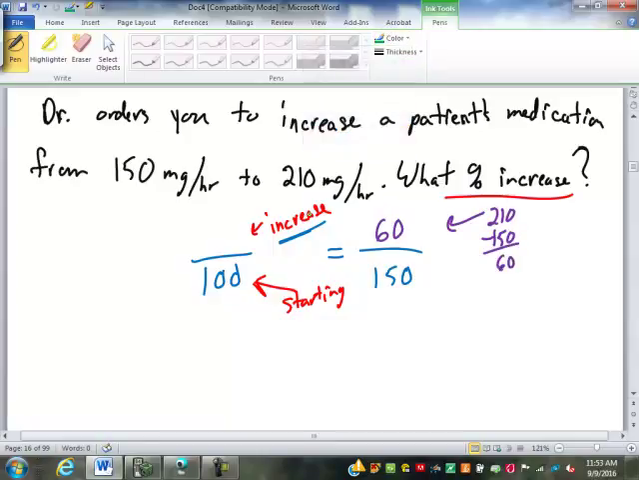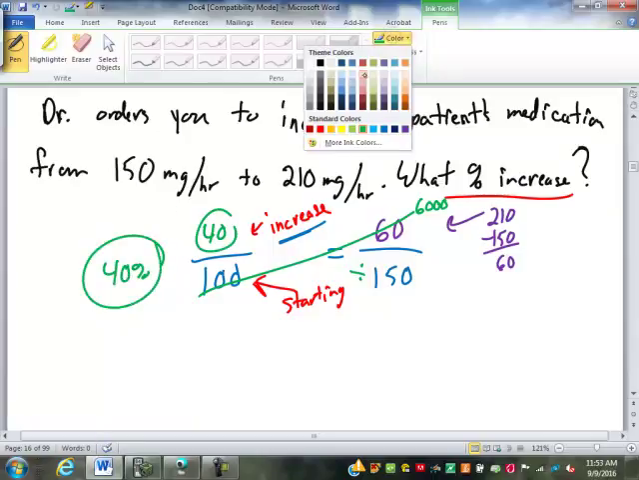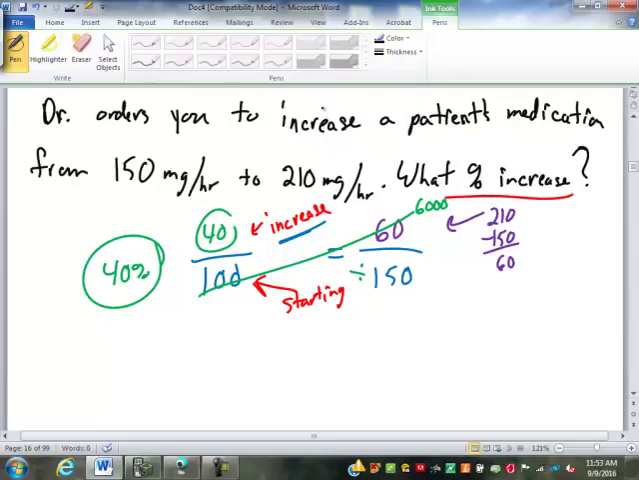So that's why I label these. It helps me figure out, wait a second, the 210 does not represent the increase. That can't be the number I put there. I have to find a number that represents the same thing as the percent I'm looking for. Now we can cross multiply. 100 times 60 is 6,000. Divided by 150 is 40. 40 over 100, or a 40% increase in medication. Any questions?